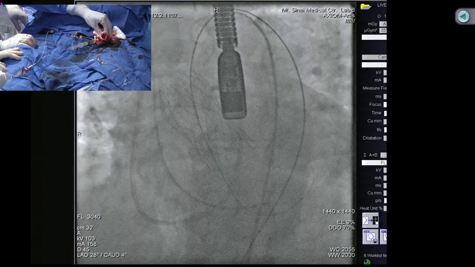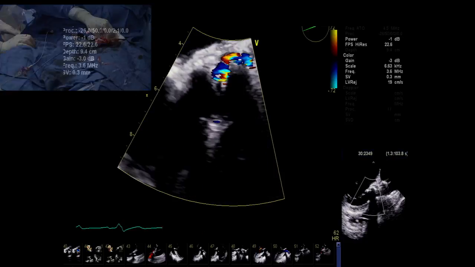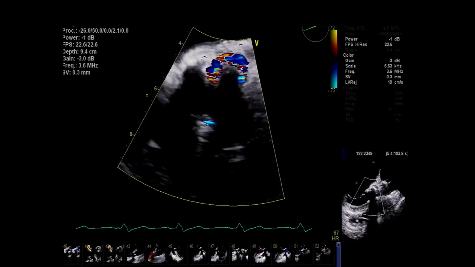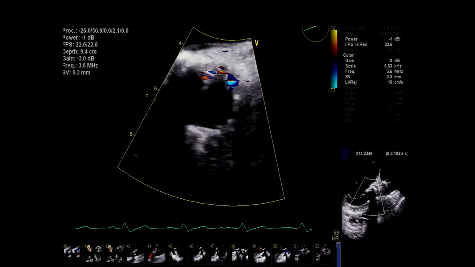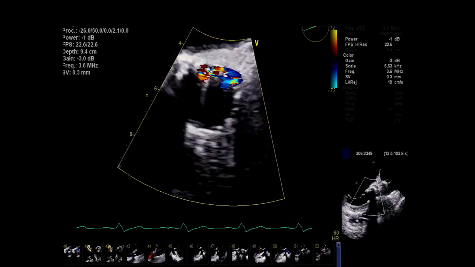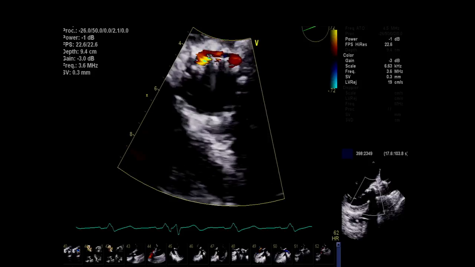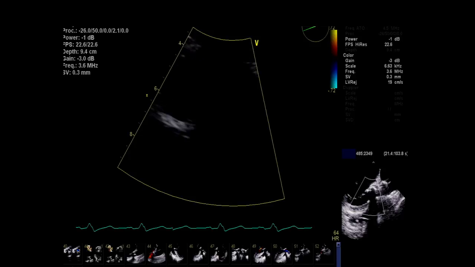I can tell you the valve definitely has expanded. Yes, so now we'll put the color flow and see again how much there is. Definitely the valve expanded, the AI has gone down. Still there is some residual AI. I think you have to live with it. I would say at least mild to moderate AI is still there. Moderate to mild. I would say it's moderate.